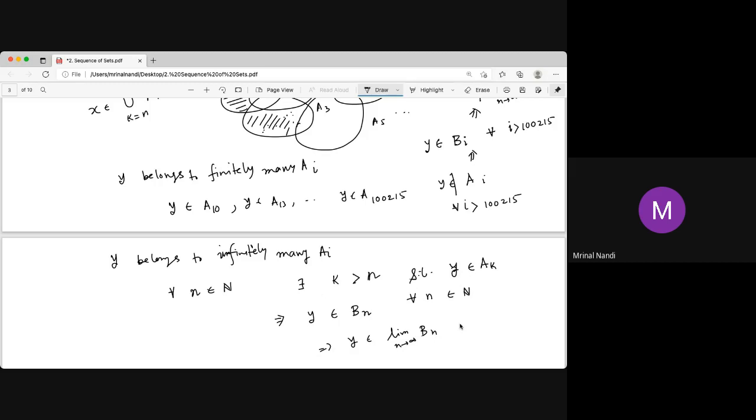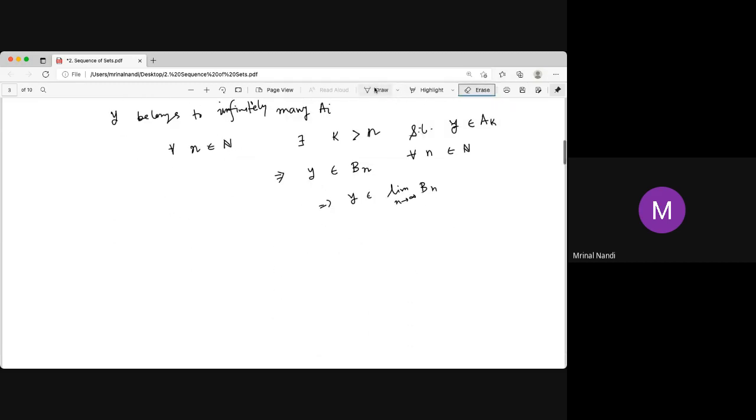So it is if and only if. If it is finitely many, then it can't belong to the limit. If it is infinitely many, then it belongs to that intersection. So that means we prove that if y belongs to the intersection over n equal to 1 to infinity of the union over k equal to n to infinity of A_k, which is by definition the lim sup of A_n as n tends to infinity.